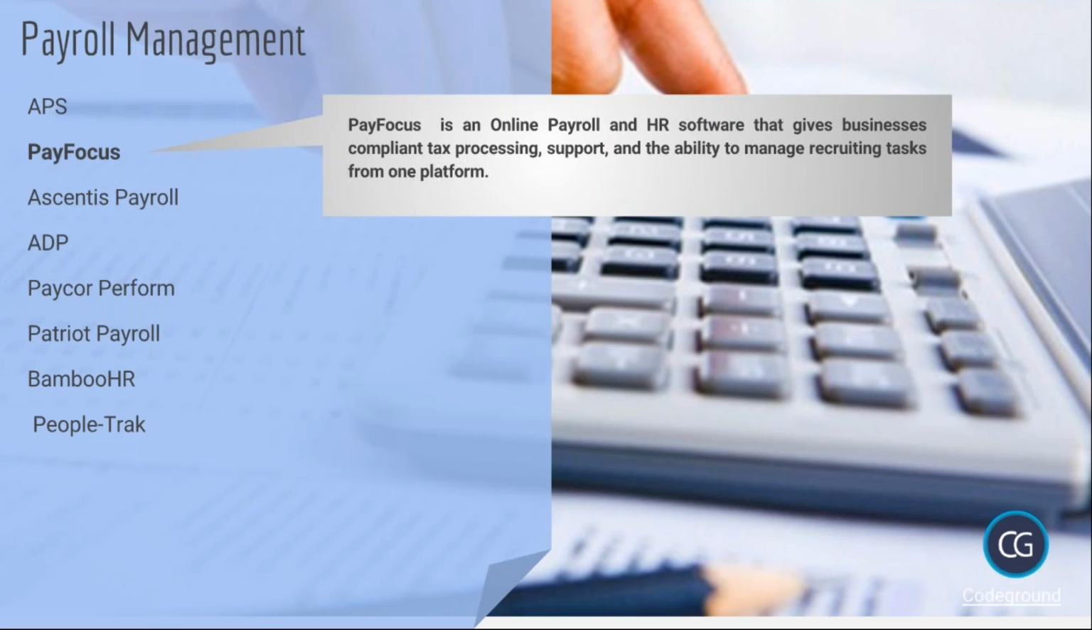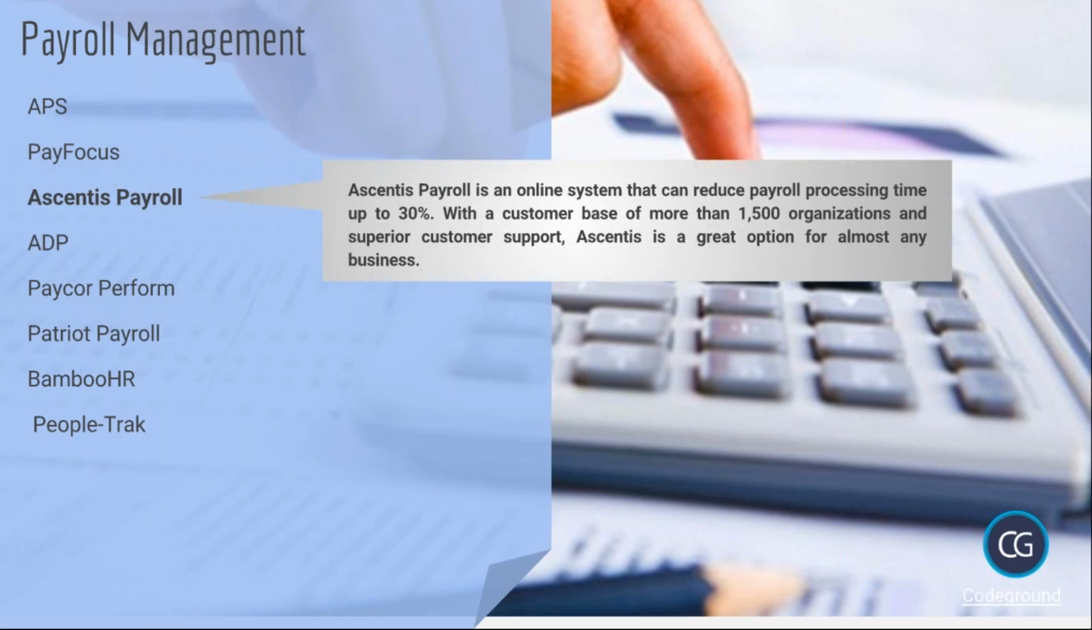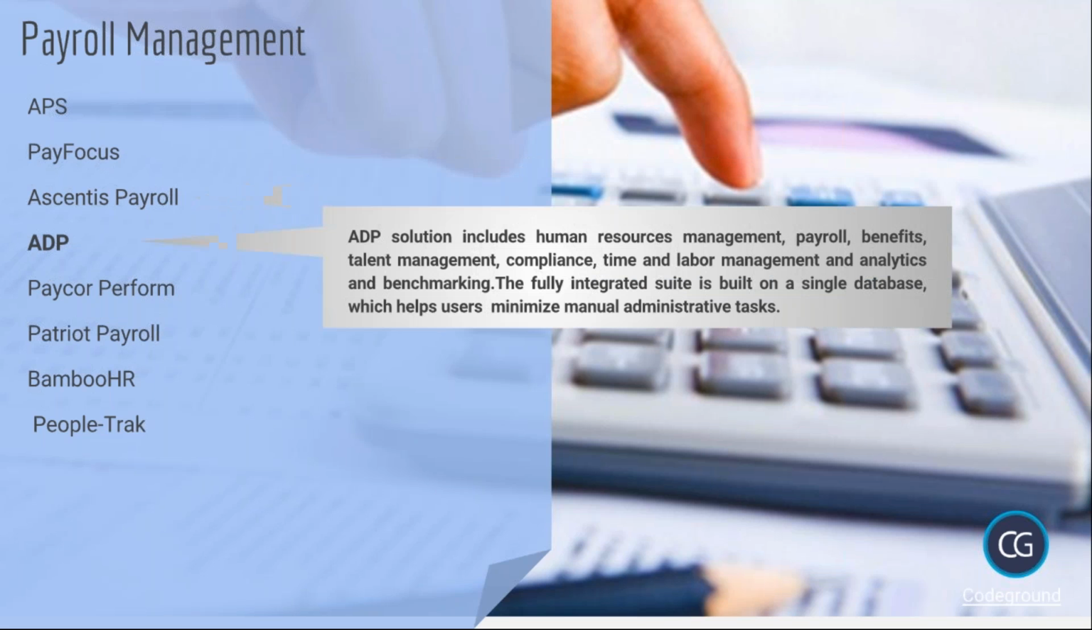Then you have PayFocus. So PayFocus is an online payroll and HR software that gives businesses compliant tax processing support and the ability to manage recruiting tasks from one platform. Then you have Ascentus Payroll. Ascentus Payroll is an online system that can reduce payroll processing time by up to 30%. So with a customer base of more than 1,500 organizations and superior customer support, Ascentus is a great option for any business.